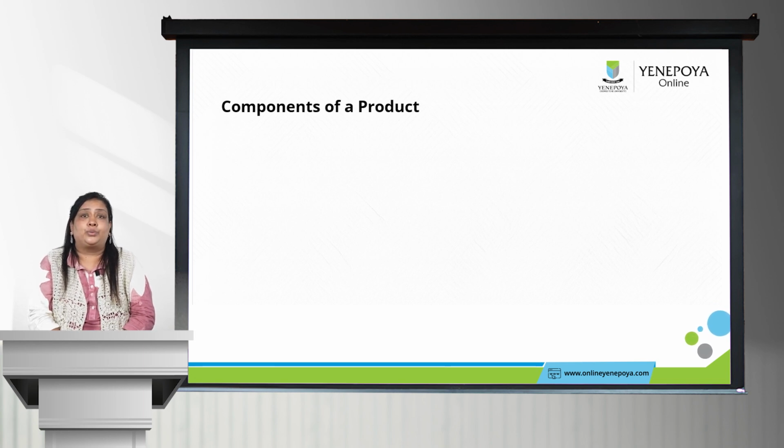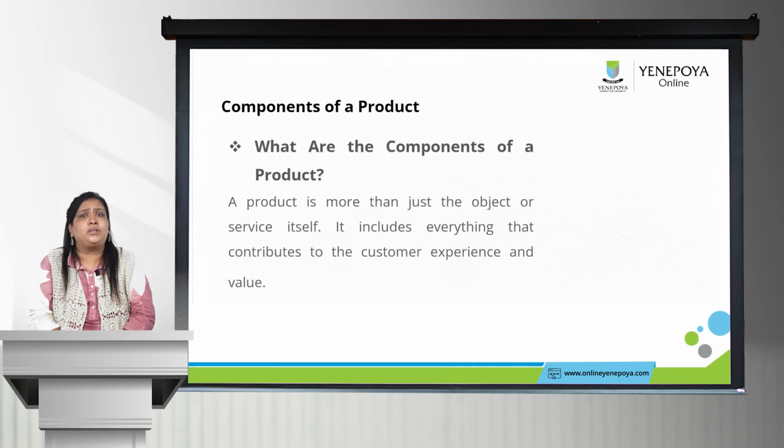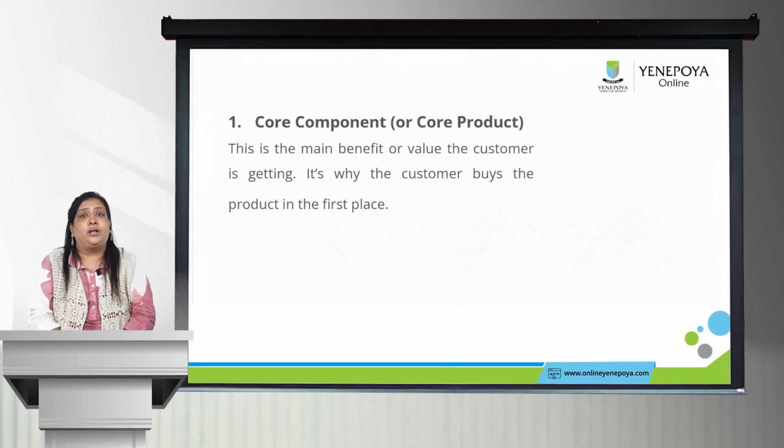Let's have a glimpse. What are the components of a product? A product is more than just the object or service itself. It includes everything that contributes to the customer experience and value. Marketers generally break a product into three main components. The first one is core component. This is the main benefit or value the customer is getting. It's why the customer buys the product in the first place.